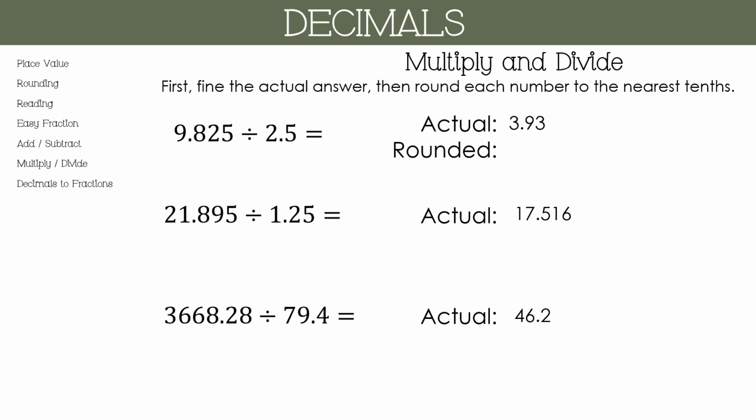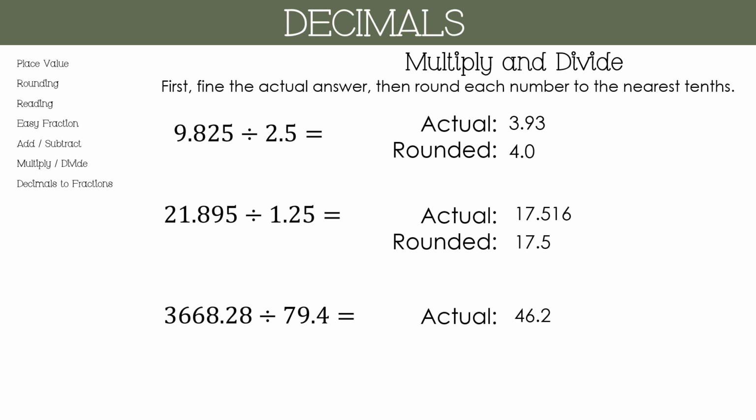So what do you think the first one would be rounded? Well, did you underline the 9, look next door, and realize, well, 3 is 4 or smaller. So 3 and 93/100ths rounded is 4.0. What about the next one? Did you get 17 and 5/10ths?